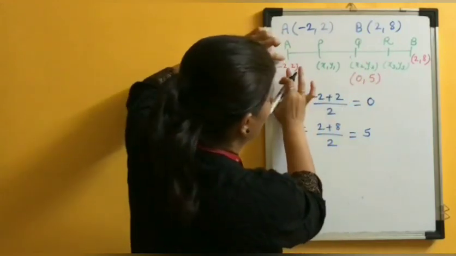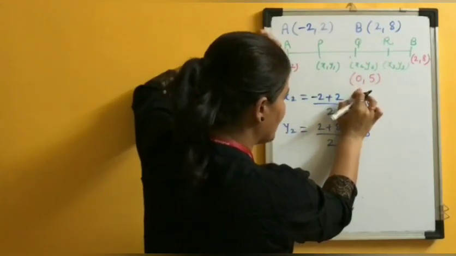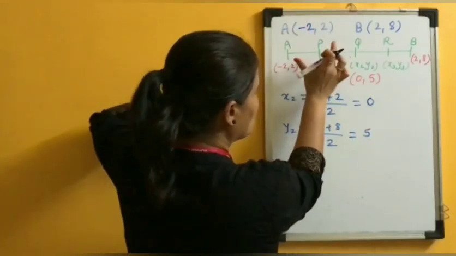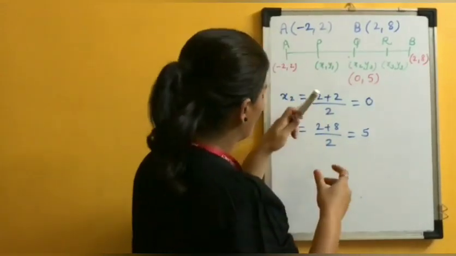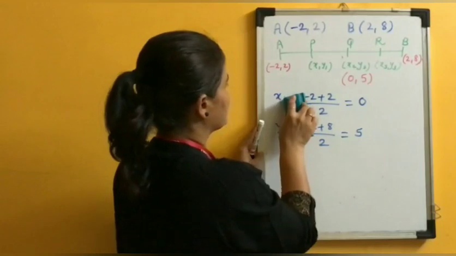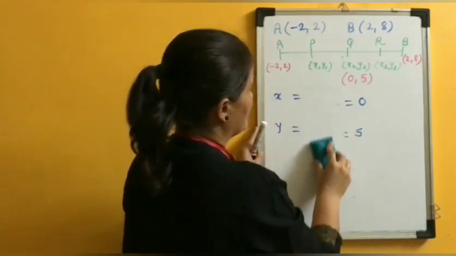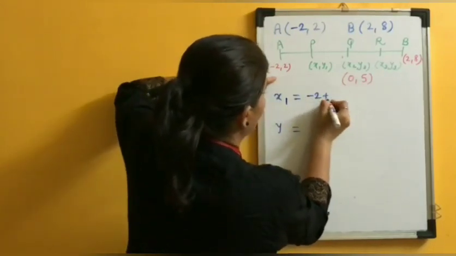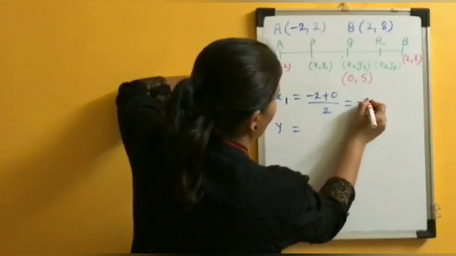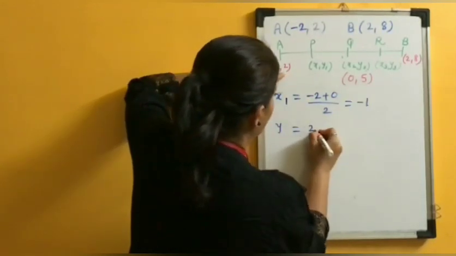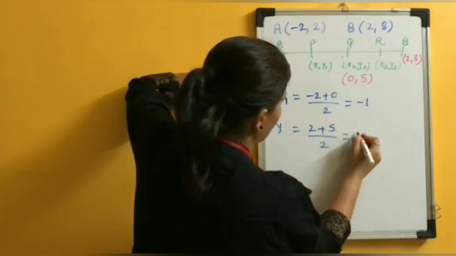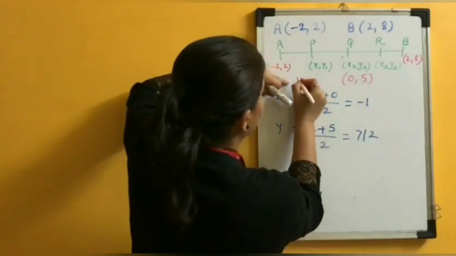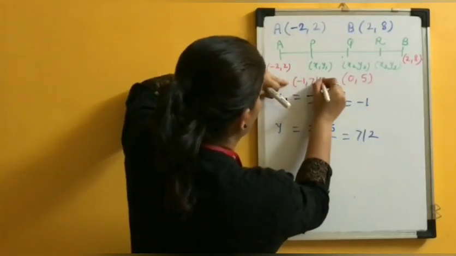Now we know the point A and we have found the point Q also. So P is again at the equidistance. P is dividing segment AQ into 2 equal parts. So again for finding P, x1 will be (-2 plus 0) upon 2, that means -1, and (2 plus 5) upon 2, that means 7 by 2. So the point P we found is nothing but (-1, 7/2).